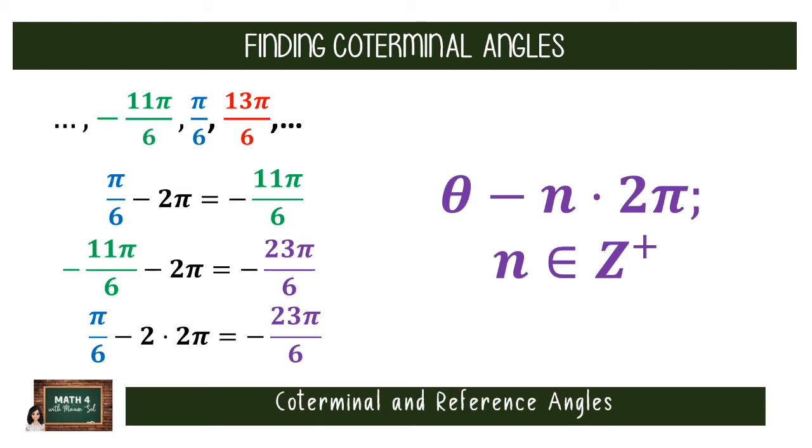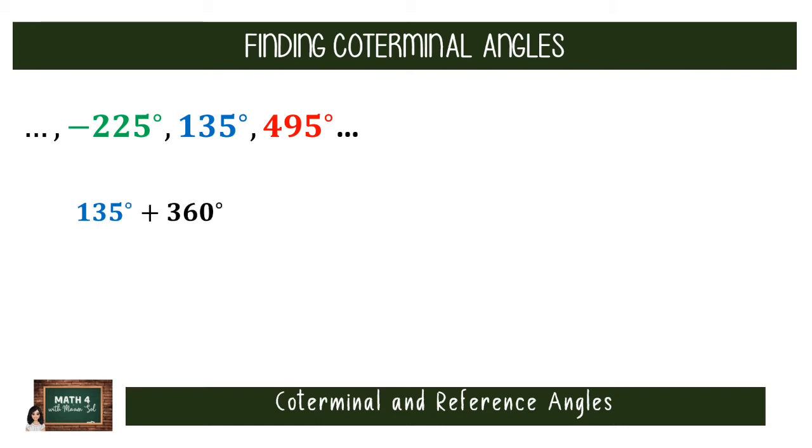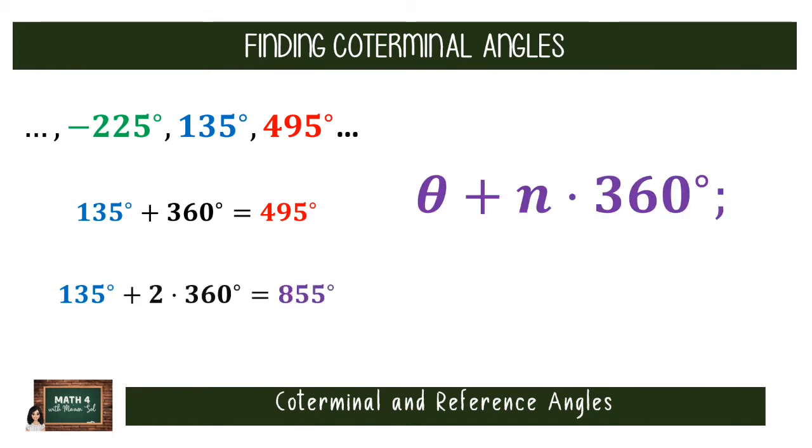But what about if we're dealing with angles in degrees? Well, since 2 pi radians is equal to 360 degrees, we will have to add multiples of 360 degrees to the given angle. We can illustrate this with our example where 135 degrees is the given angle. Adding 360 degrees to it, we obtain 495 degrees. Adding 2 times 360 degrees to it, we obtain 855 degrees. Thus, in notation, we have the given angle theta plus n times 360 degrees, where again, n is an element of the set of positive integers.